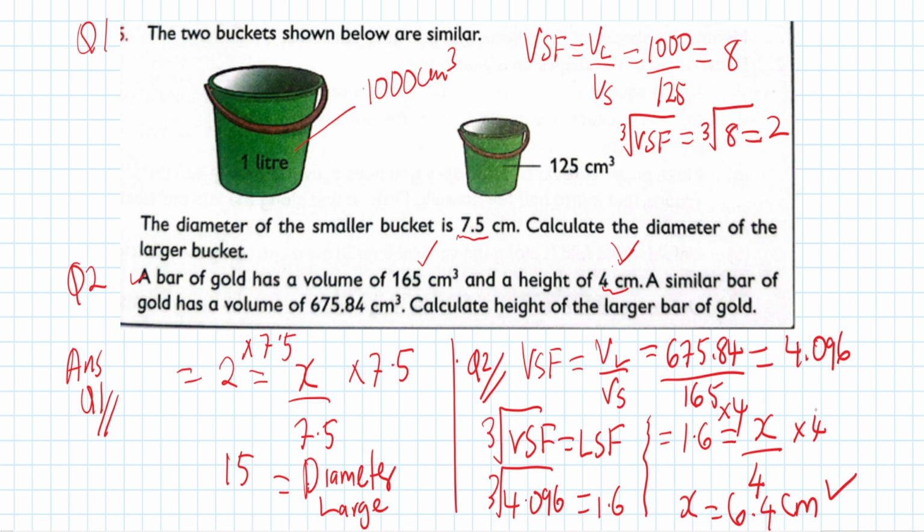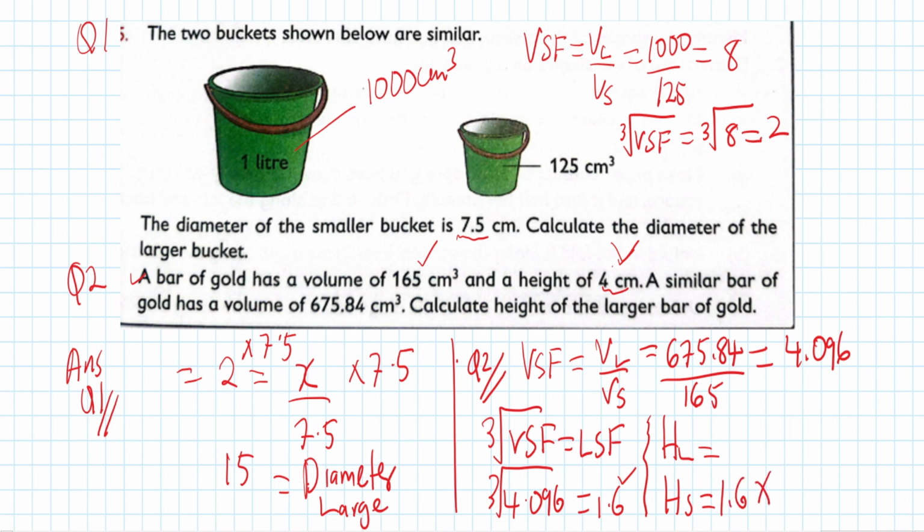Now another way I explain, okay, because we know the height of the smaller one, we don't know the height of the larger one. We know the height of the larger one is 1.6 times bigger. Now 1.6 times bigger, because the ratio is 1.6, so the larger one is 1.6 times bigger. So therefore we take 1.6 times the height of the smaller one.